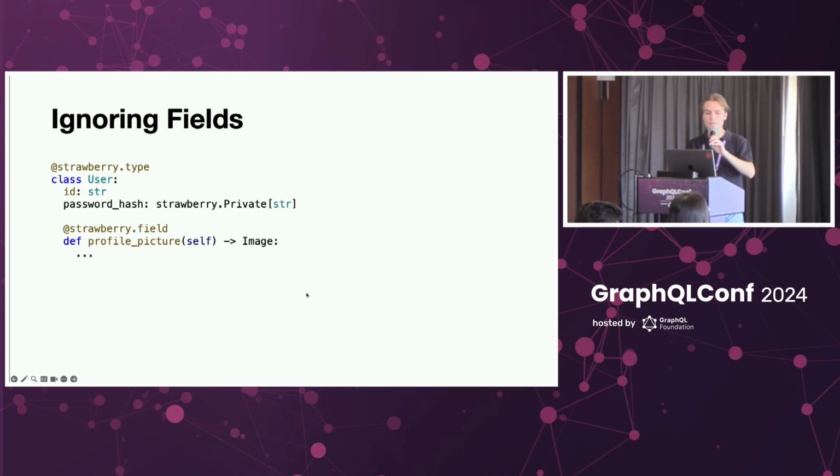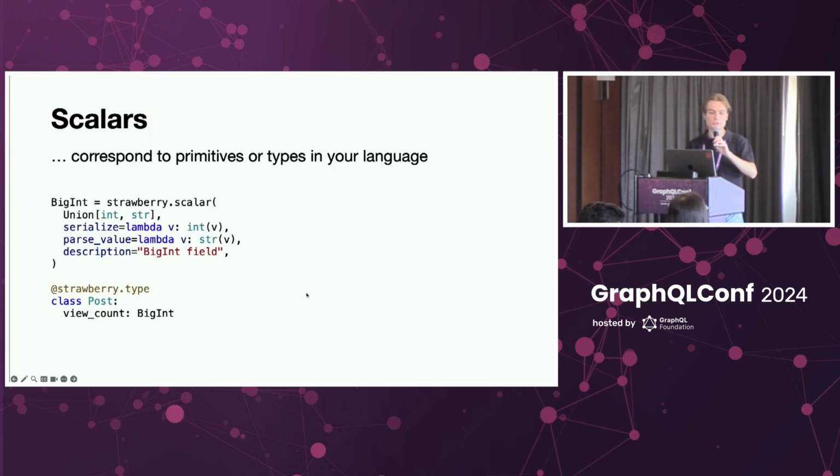And scalars basically correspond to primitives or types in the language you're using. So in Strawberry, you're able to define a big int scalar like this. It's of type integer or string in Python, so we have the type validated. You add the serialize and parse value functions, just like in the reference implementation, and then you're ready to use it as a type annotation.